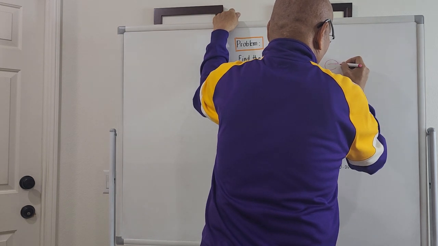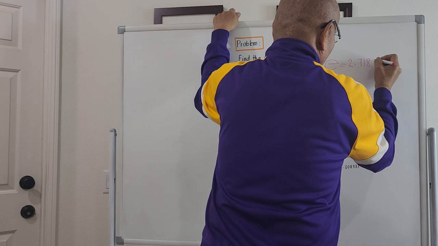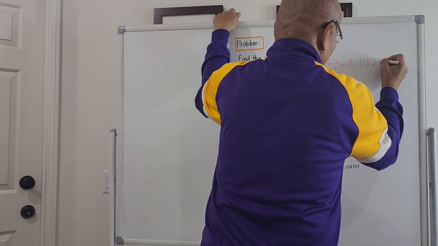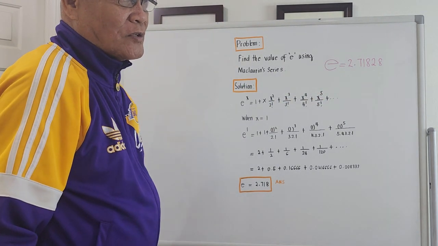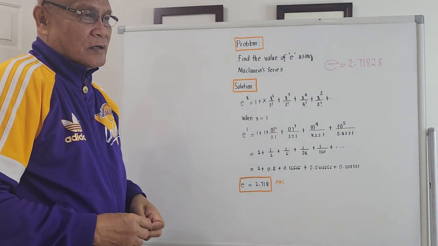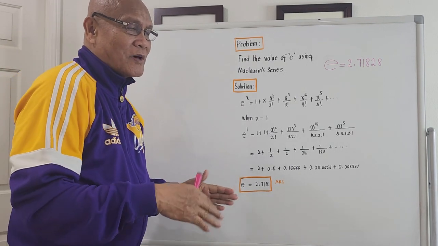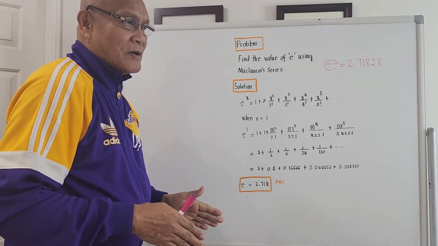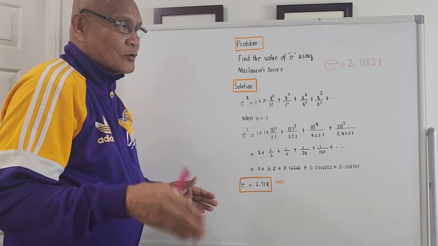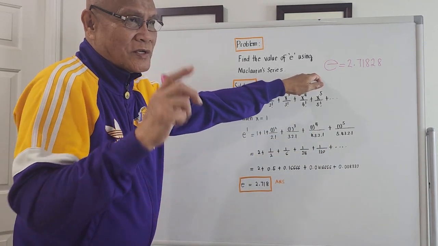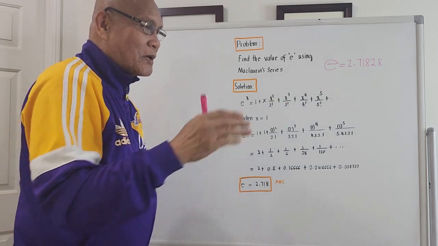The value of e is actually 2.71828. That's the value of e, the base of the natural logarithm. For those who don't have a major in mathematics or don't have knowledge yet of advanced mathematics, the value of e was derived by using Maclaurin series expansion under advanced mathematics.